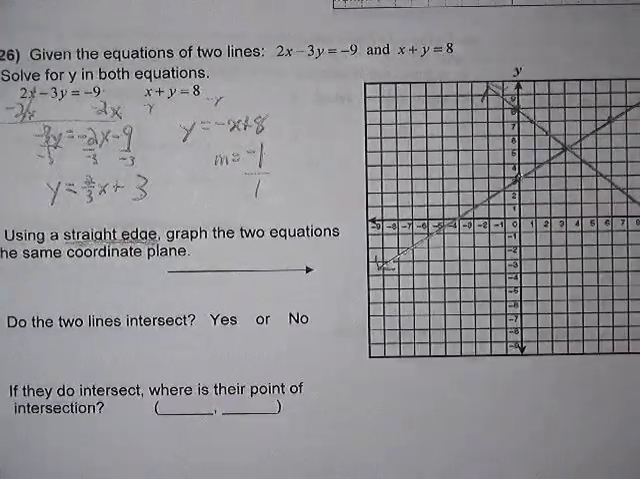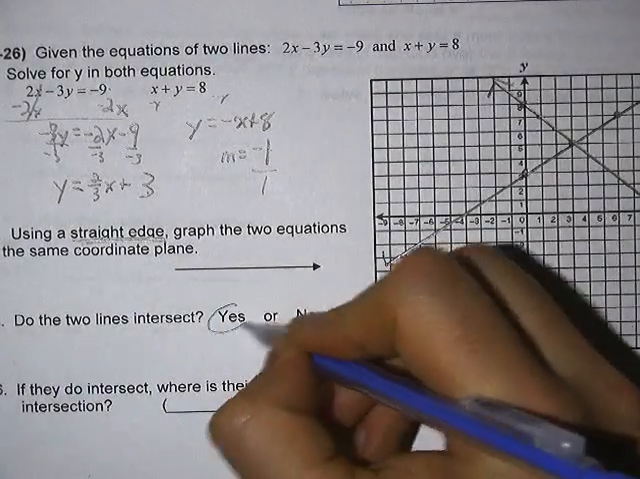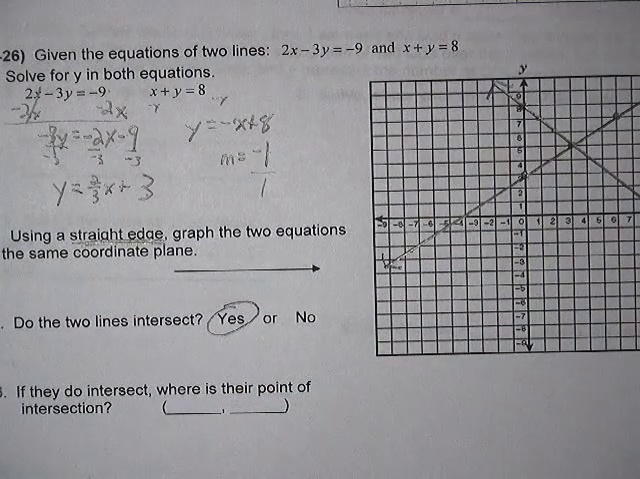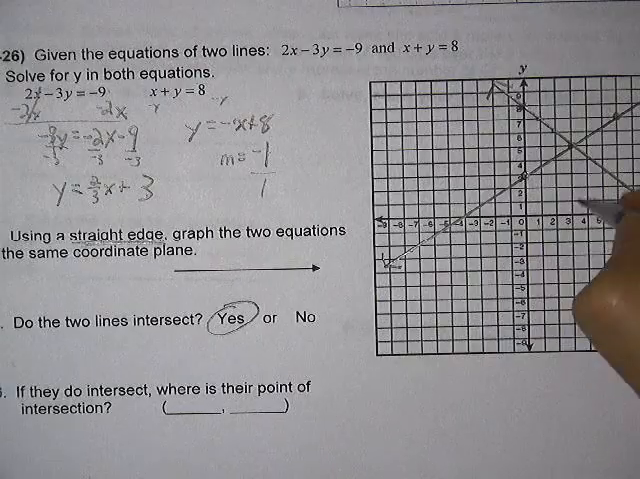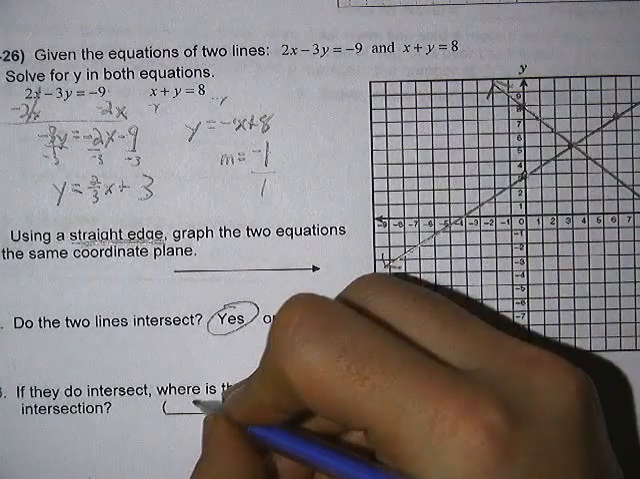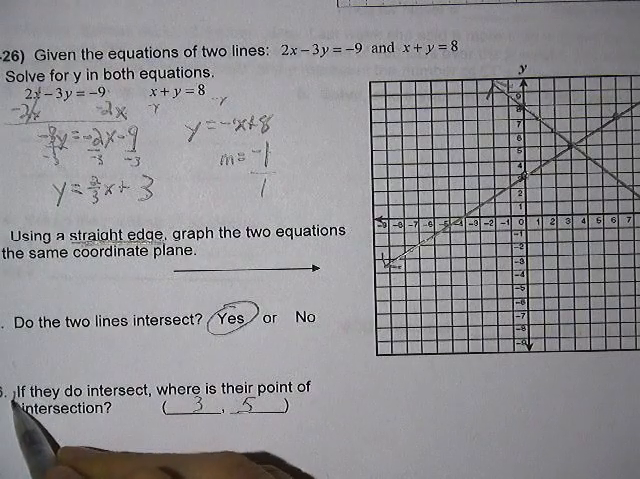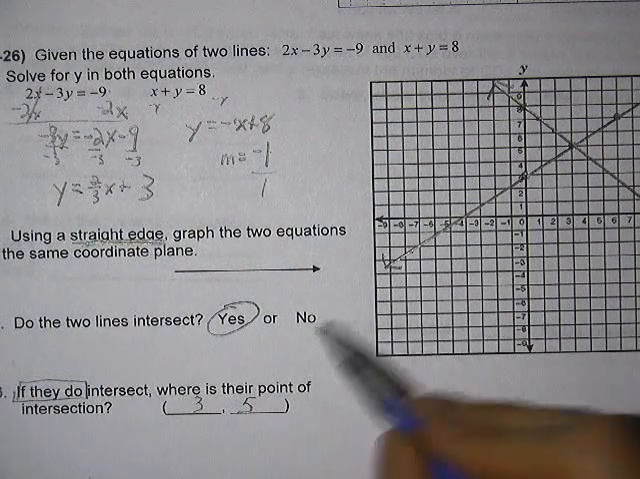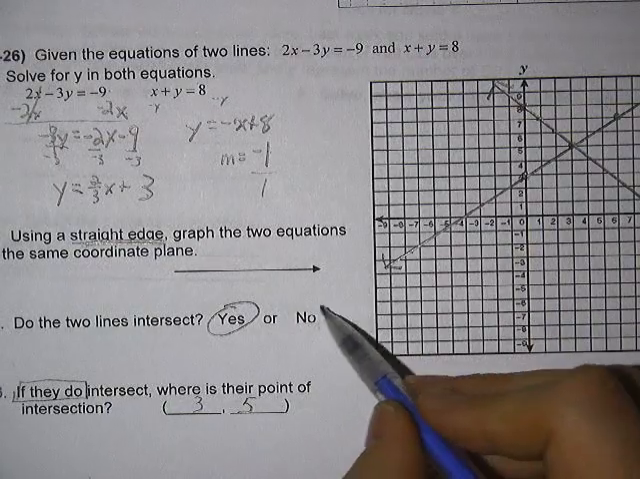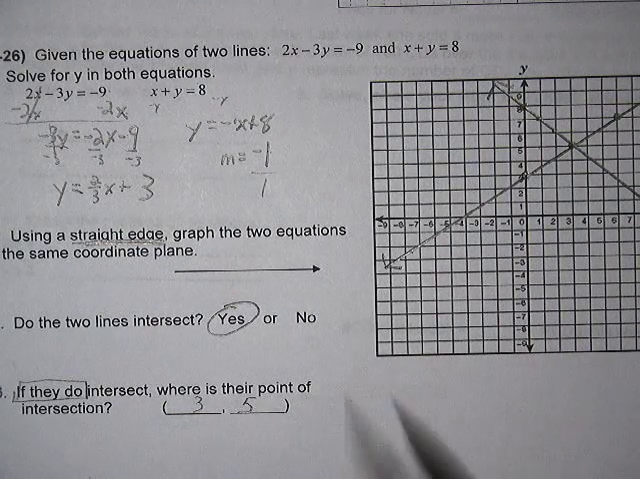25, do the lines intersect? Yes, they do. If they do intersect, what is their point of intersection? Well, I'm seeing 3, 5. Keep in mind on this one, though, that if they do intersect, had they been parallel lines and they did not intersect, your answer would have been no, and you would have had to leave this one completely blank.